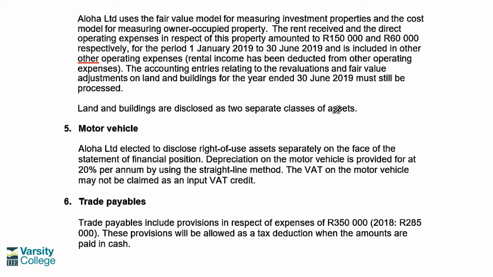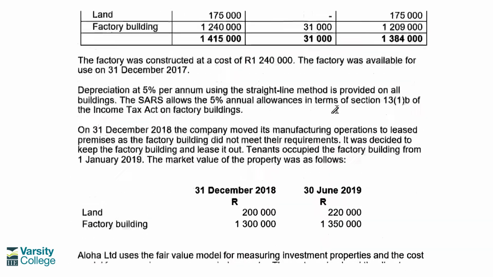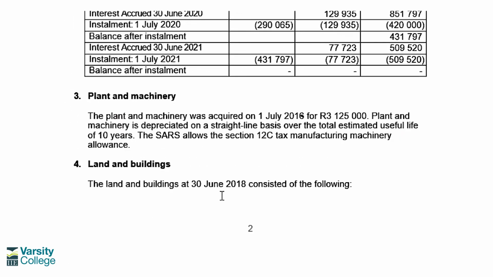Right, let's go back up to information number 3. Right, let's look at point number 3, plant and machinery. The plant and machinery was acquired on 1 July 2016 for 3,125,000. As you see the date, process it because it's going to impact on possibly your wear and tear and your depreciation. Plant and machinery is depreciated on a straight line basis over the total estimated useful life of 10 years, and SARS allows the 12C manufacturing machinery allowance.